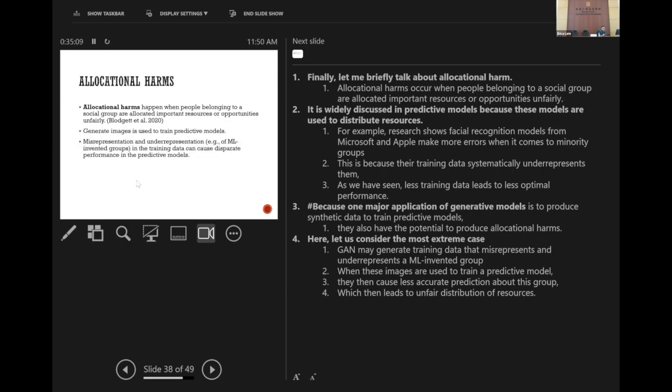Because one major application of generative models, especially GANs, is to produce synthetic data to train predictive models, GANs have the potential to produce allocational harm as well. Let's really just consider the most extreme case, right? Imagine a GAN produces training data that misrepresents and underrepresents a machine learning invented group. When these images are used to train a predictive model, they will cause less accurate performance, like predictions about this group in particular, which then leads to unfair distribution of resources when it comes to these machine learning invented groups.